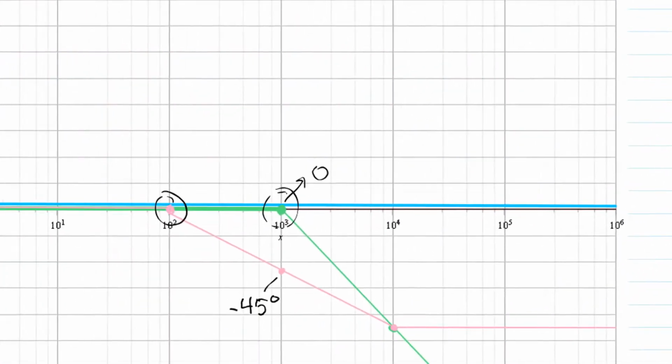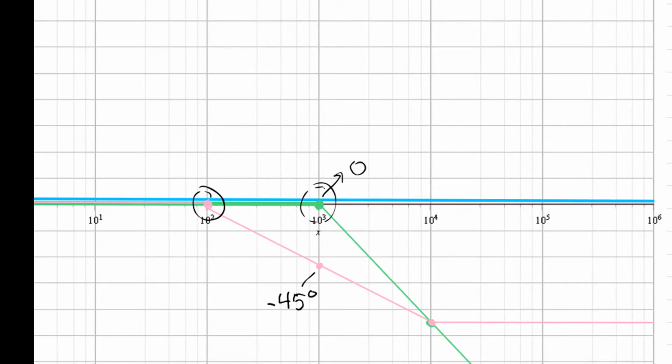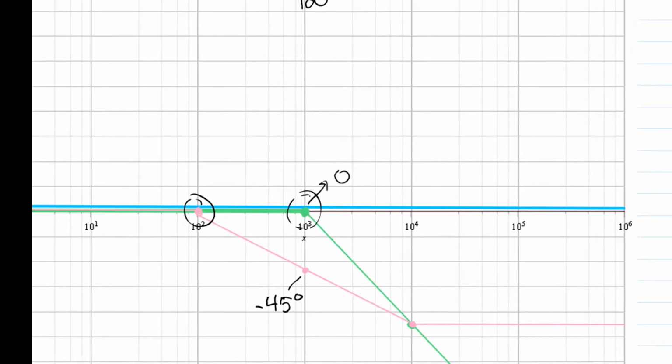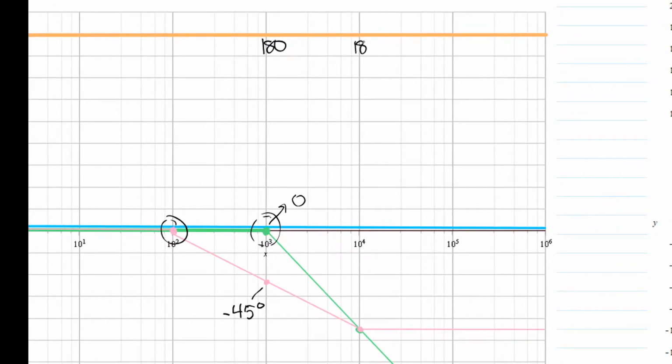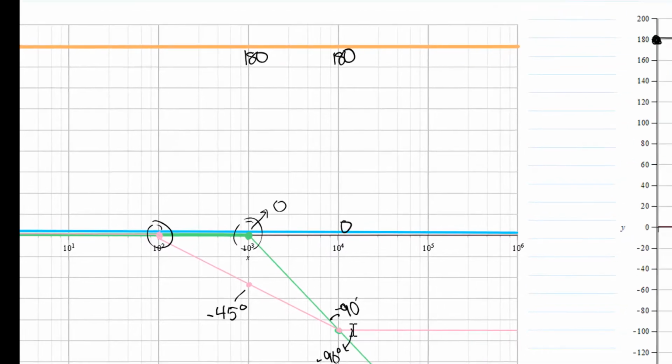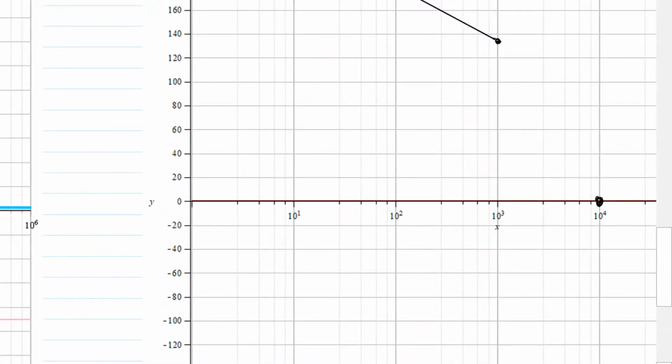Okay, next corner point is at 10 to the 4th. And so we're just going to add up all of the function values there. So this one is still 180, this one is still 0, and then 2 are at negative 90. So the green is at negative 90, and the pink is also at negative 90. So I have 180 minus 90, which would be 0. So by the time we get to 10 to the 4th, we're down at 0. Connect those two dots with a line.